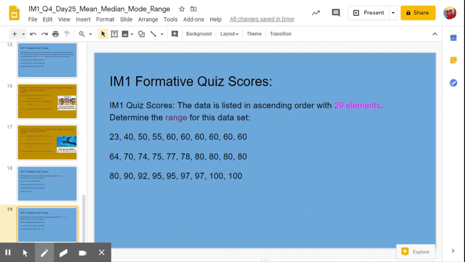What's the range for this data set? I hope you got 77 for the range. We went 100 minus 23. That's how we got 77. So when we took out the zeros from our original data set, it made our range a little bit smaller, but that would still be a little too big for my liking if I'm looking at test scores for a class.